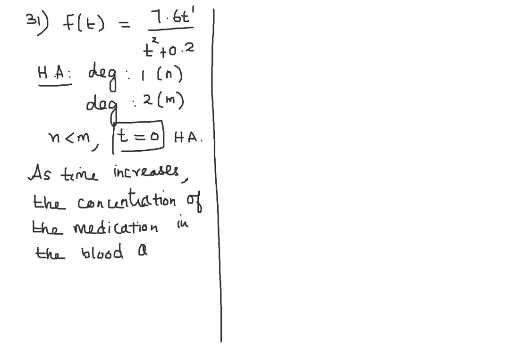The blood approaches 0. Okay, that's what it means. Next, number 32. There are 3 parts, 3 questions. We have to find the horizontal asymptotes and the vertical asymptote if they exist.